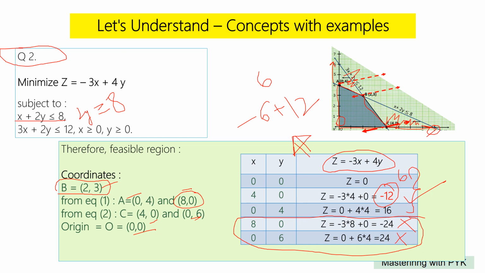So please be specific when you are finding the region. Don't calculate anything beyond the feasible region. And if it gives you a value, you have to ignore that. We'll be only considering the solutions lying in this region. Right? So the answer is the minimum value is minus 12 and it is obtained at coordinates of 4, 0.